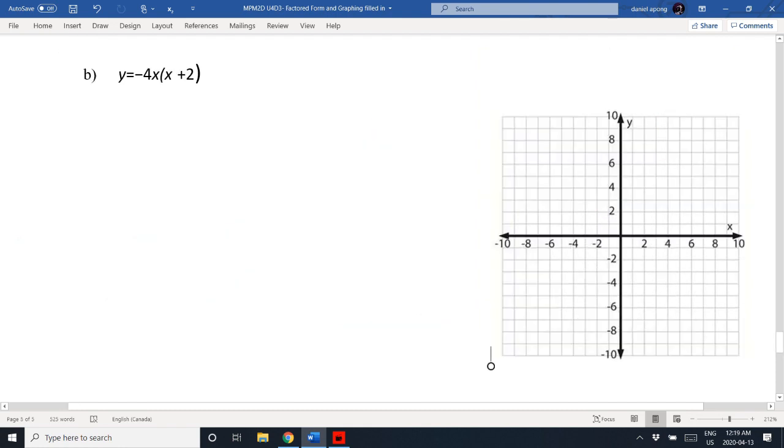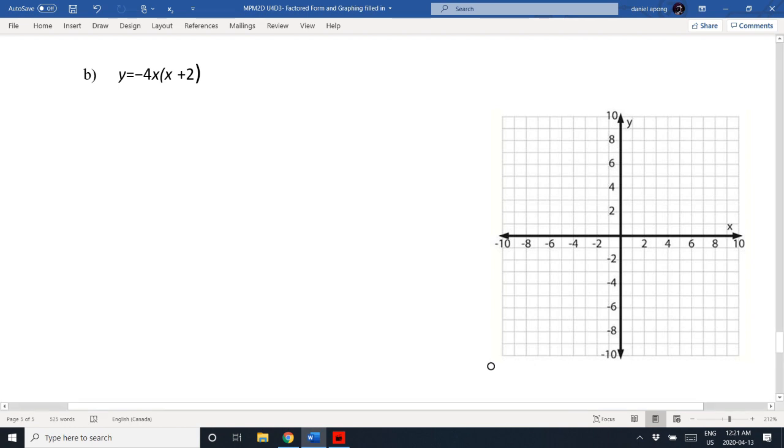So here we have another example. Why don't you try this one on your own? Find the x-intercepts and the vertex and the axis of symmetry, and graph the parabola. You could pause the video here, try it on your own, and then resume to see if you got the right answers. So pause the video now.